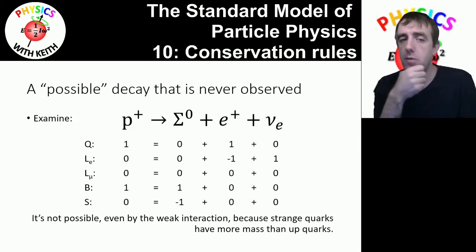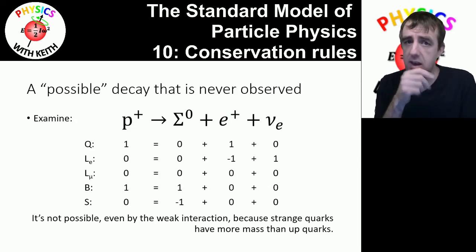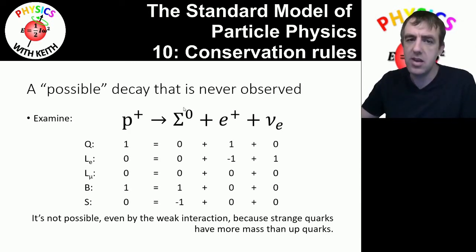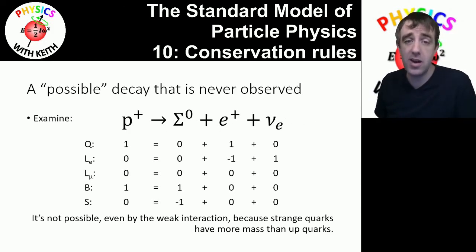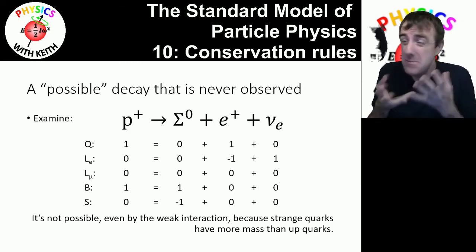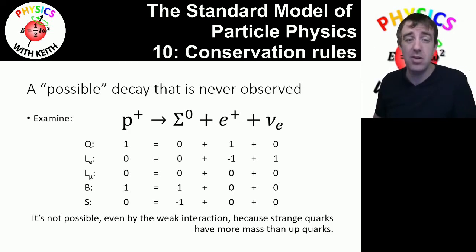So here's an example, a proton decaying into a sigma 0, which has a strangeness of -1, into a positron as well, and into an electron neutrino. And all the quantum numbers check out. It looks like it should be possible. But the sigma 0 is far more massive than the proton. So this decay wouldn't happen. Now, I suppose if you had a proton with sufficiently high kinetic energy, maybe this might happen. It's not observed, of course. So let's just say it doesn't happen.